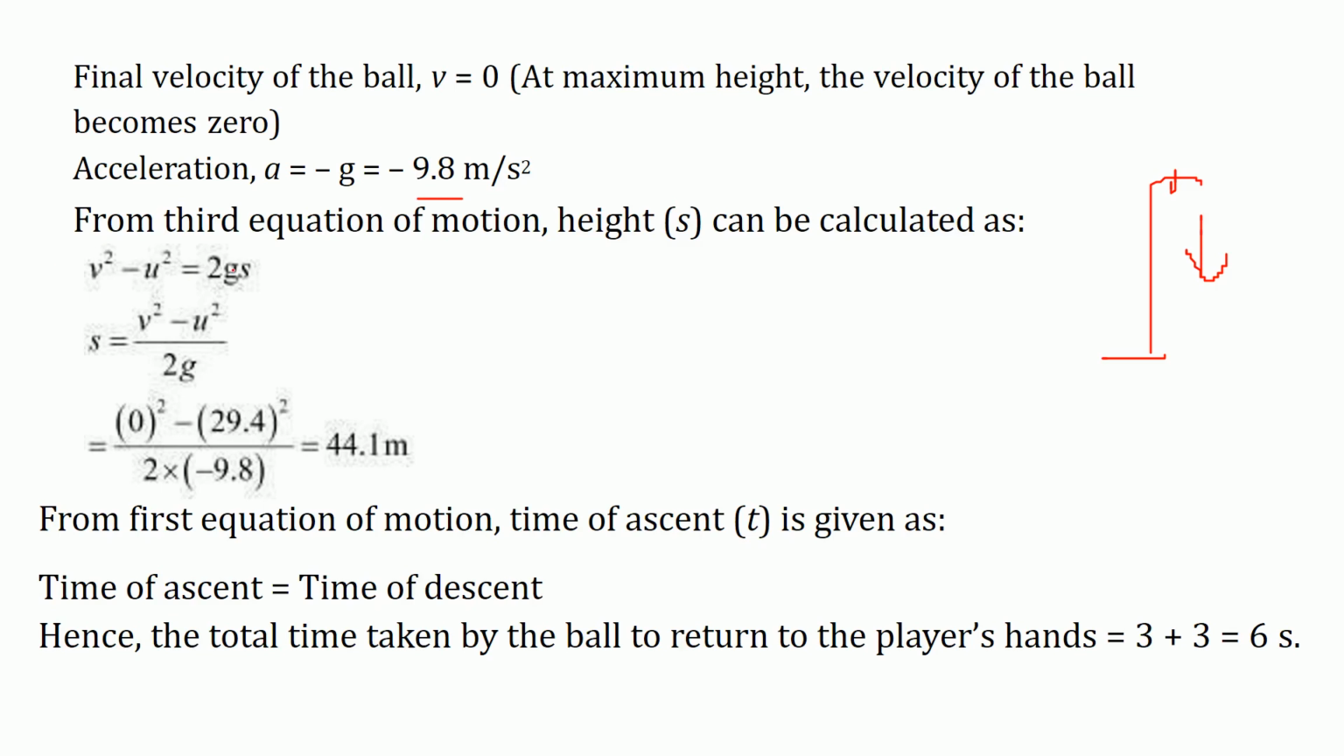And we'll apply the third equation of motion, v square equal to u square plus 2gs, and s will be simply like this. We'll just put the values, and this will be 44.1 meter. And we know that the time of ascent is equal to time of descent. We can apply v equal to u plus at, and the time will be 3 seconds. I leave it for you. But when it goes up 3 seconds, it comes down 3 seconds, 3 plus 3 is 6 seconds.